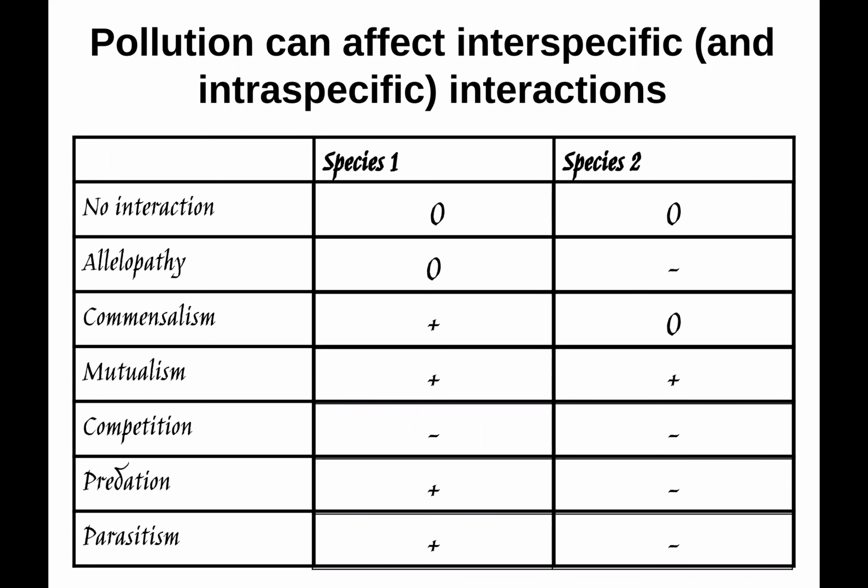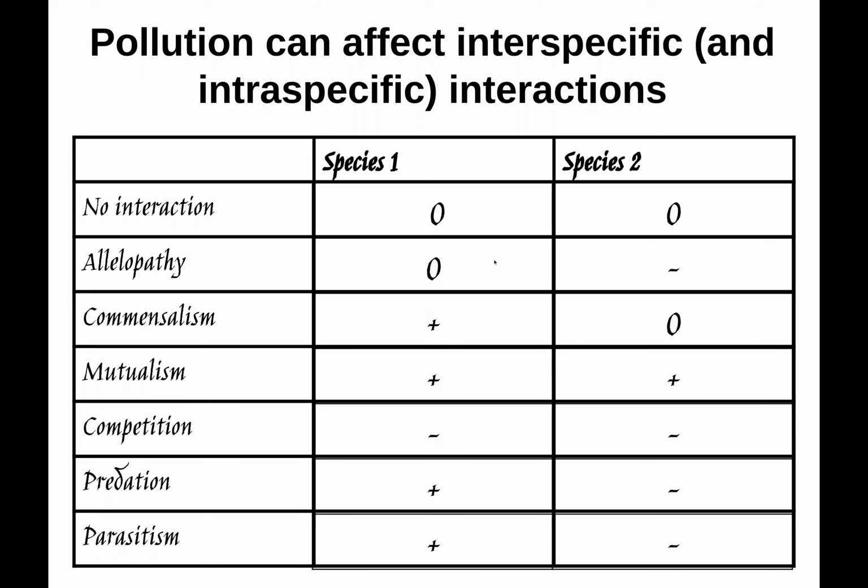So this is just a handy table for you. We have species 1, species 2, 0 is no effect, a plus is a positive effect, and the minus sign is obviously a negative effect. So we have no interaction, which is a double 0. We have allelopathy, which is one of the more interesting types of interactions where it has no effect on one species, but negatively affects another species.